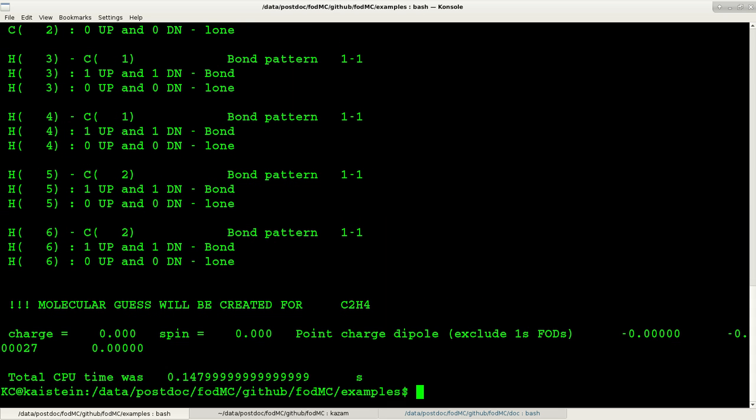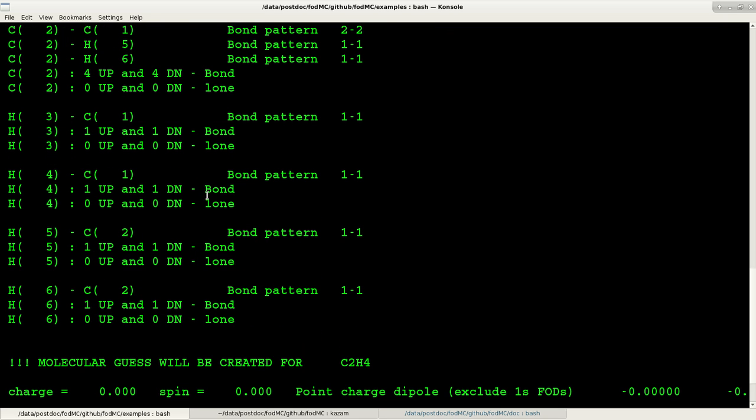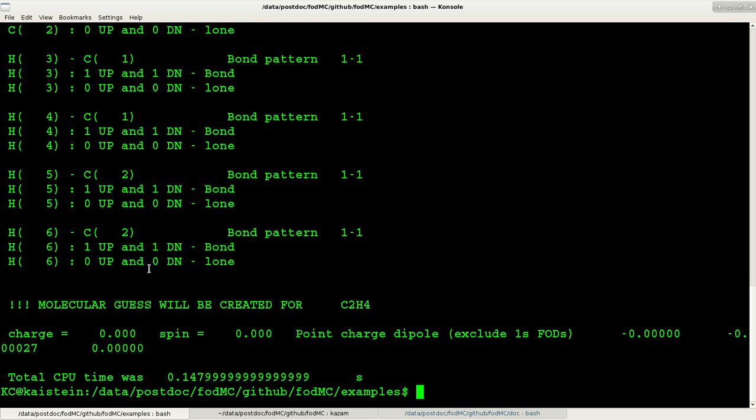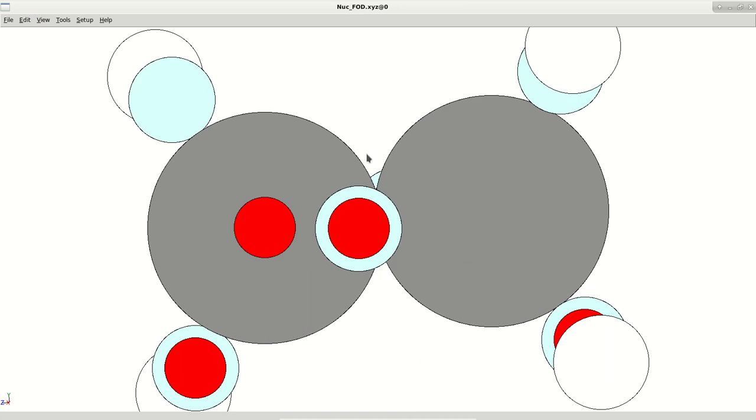And if we execute the code, we can again analyze the bond information in lone FODs. We see the bond pattern of 2-2 between the carbon atoms. All the hydrogen atoms have single bonds to the carbon atoms. We have no charge, no spin, no dipole. So all of that seems totally fine.